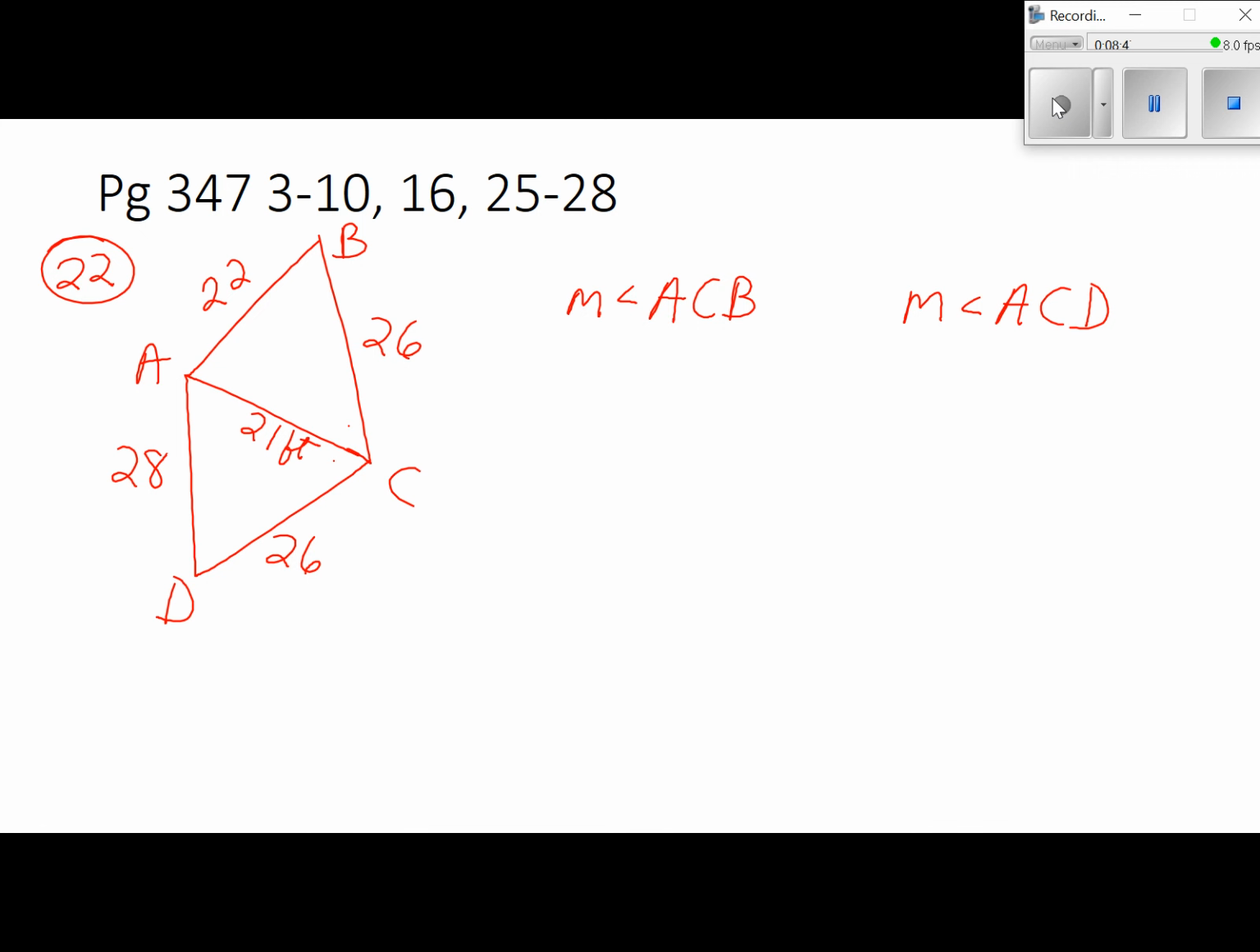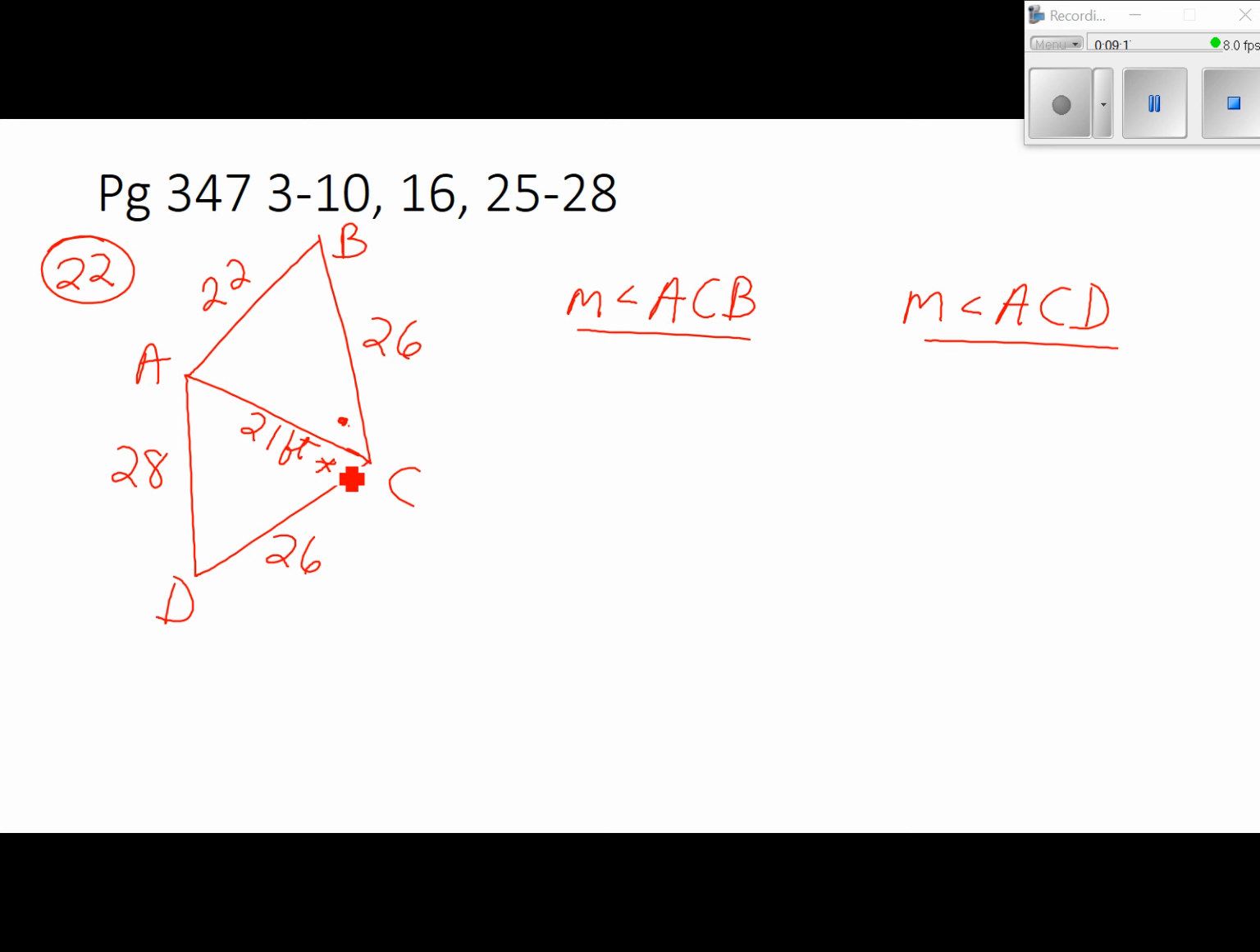22, I know it wasn't one of the problems on the homework, but just looking at it, wanted to do it anyway. They're asking us to compare angle ACB, the measure of angle ACB, to the measure of angle ACD. ACB is this angle right here. ACD is this angle here. So we're looking at those two angles and trying to compare them.